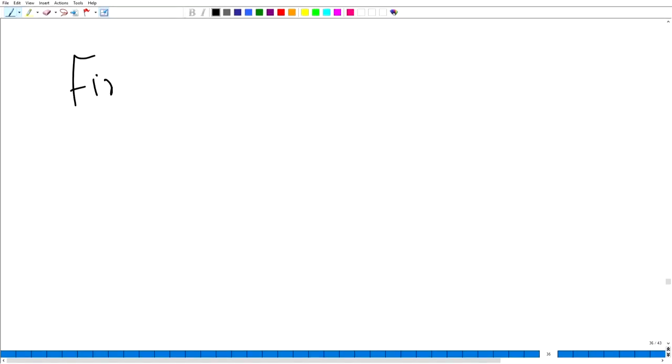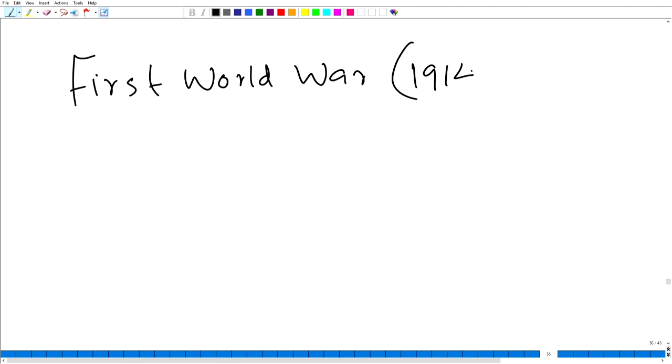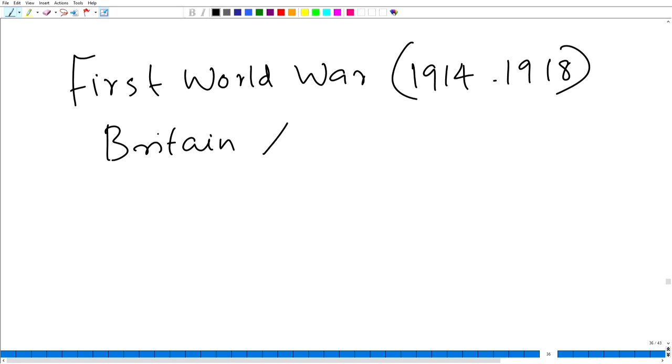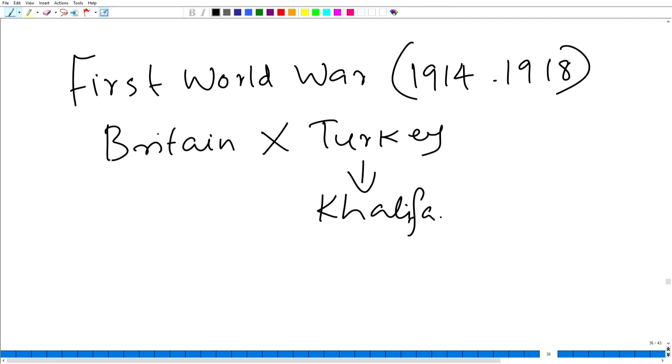Likewise, the First World War. The First World War was from 1914 to 1918. In the First World War also, Britain and Turkey were on opposite sides. As you have been told earlier, the ruler of Turkey, the Khalifa, was considered the religious leader by the Indian Muslims. It aggravated the Muhammadans of the country against the British administration.